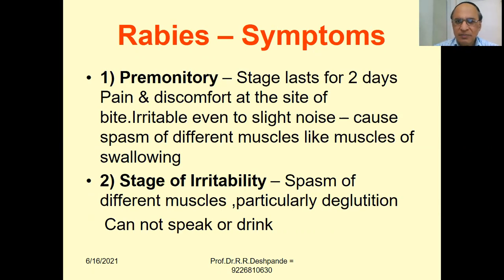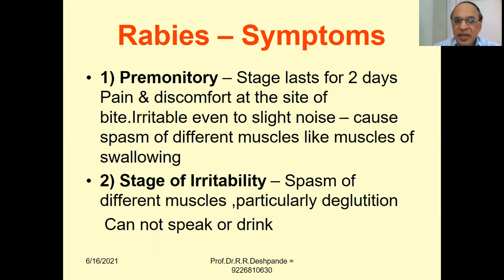Rabies, let us see the symptoms. Premonitory stage lasts for 2 days. Ayurveda calls it Purva Rupa, prodromal or beginning symptoms. Pain and discomfort at the site of the bite. Irritable even to the slightest noise. The patient cannot bear a sound or noise, or the TV or the mobile phone, and just hearing that sound causes spasm of different muscles, like the muscles of swallowing. Spasm of the muscles is a very important symptom in rabies.